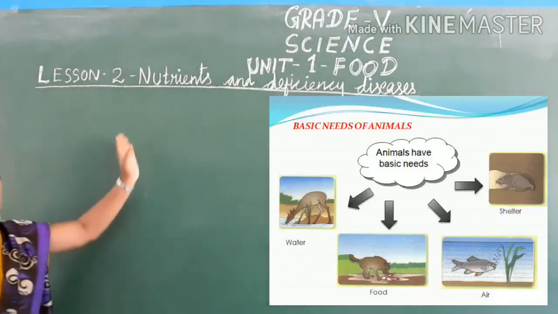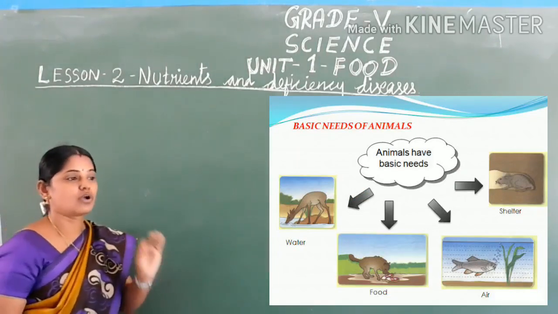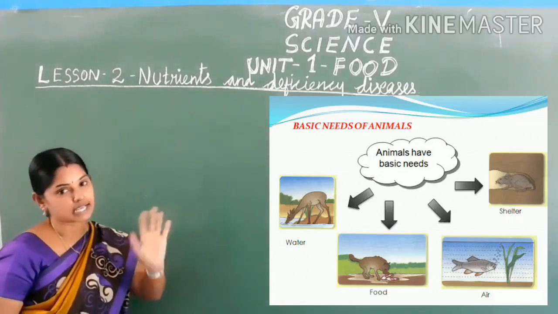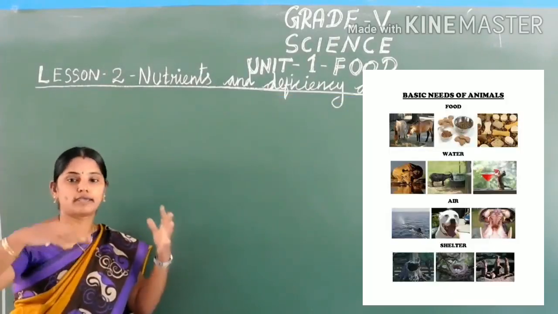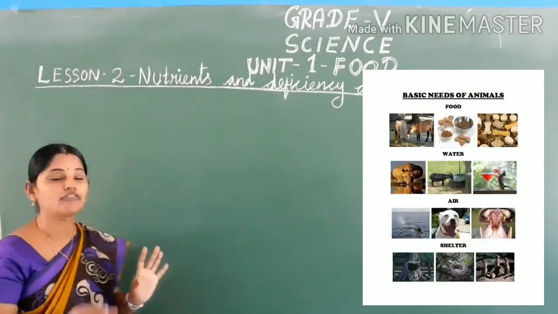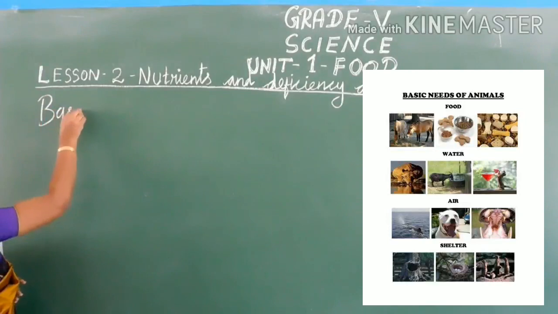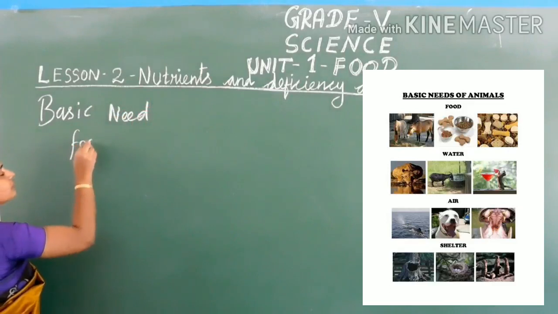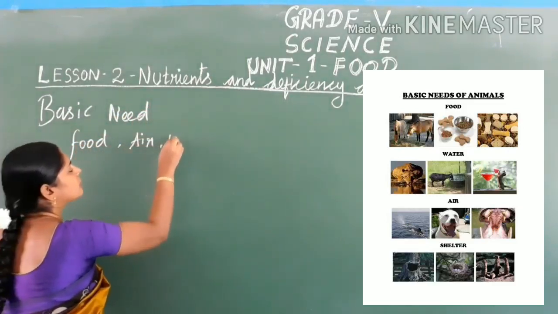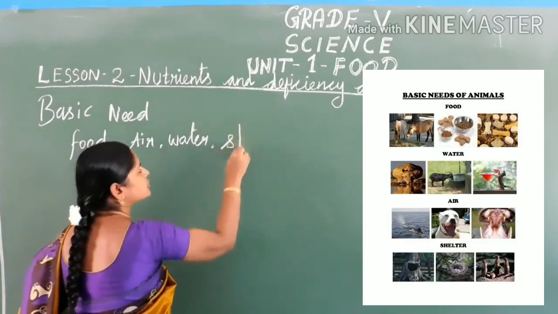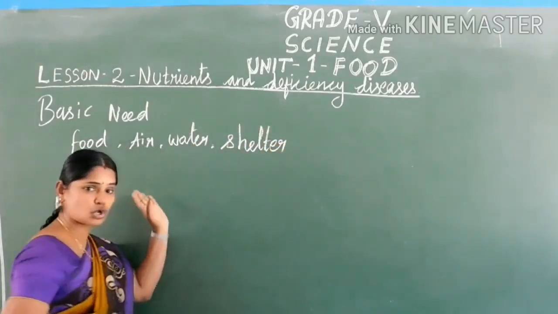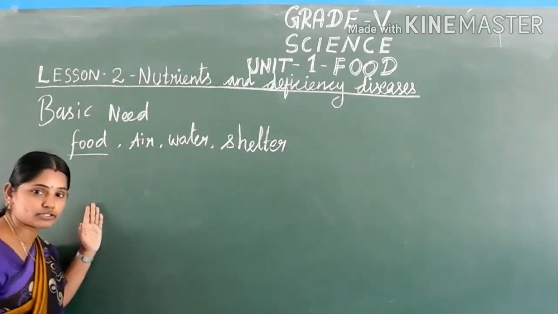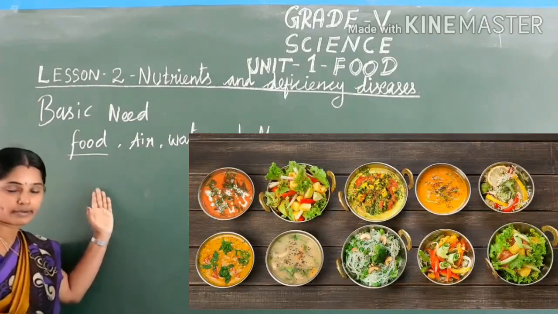Now before going to the topic, first answer my question. What is the basic need of all living organisms? All living organisms, plants, animals, microorganisms, all the organisms. The basic need of life is food, air, water and shelter. Is it, children? Among these, food is very much important. Are you agree with this? So food is very much important.